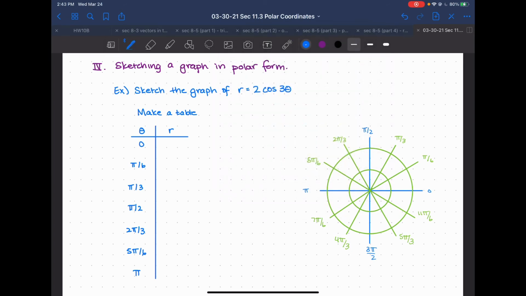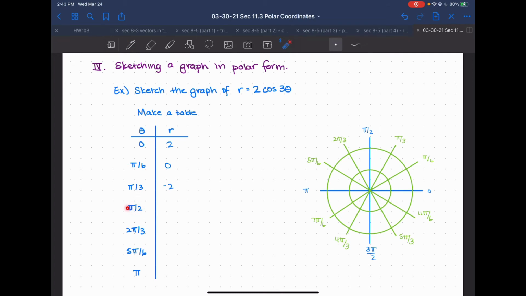Okay, when theta is 0, plug it in here. So cosine of 0 is 1. 1 times 2 is 2. When theta is pi over 6, 3 times pi over 6 is pi over 2. Cosine of pi over 2 is 0. Times 2 is 0. All right. If we have pi over 3, that's going to be pi. Cosine of pi is -1. We're at -2.